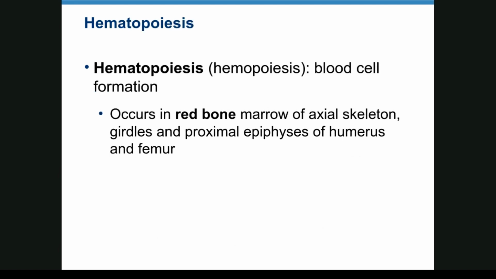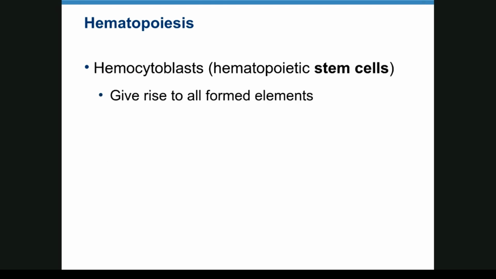Hematopoiesis means making blood cells. Not just red blood cells, blood cells. Blood cell formation occurs in the red marrow. Now, in infants, all children, it's all along the bones. But then we end up generally with just the girdles and proximal epiphysis of the humerus and femur, the girdle being things such as the pelvis.